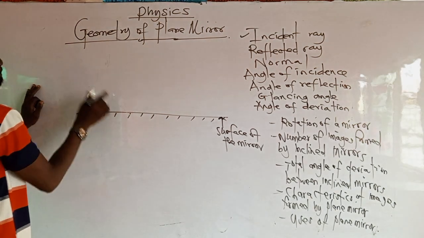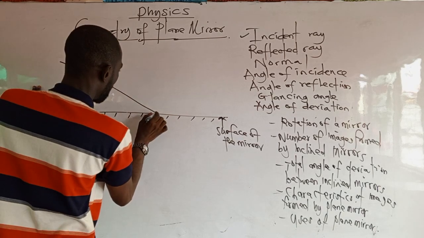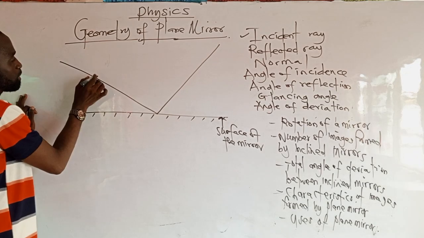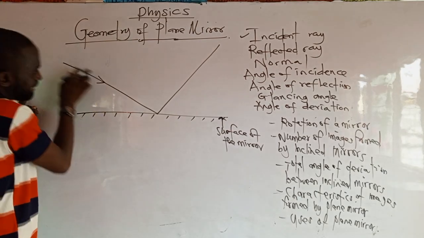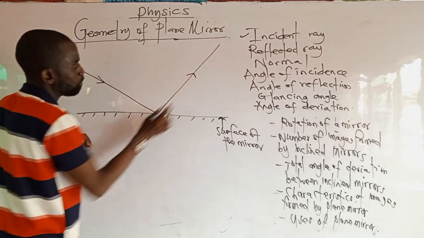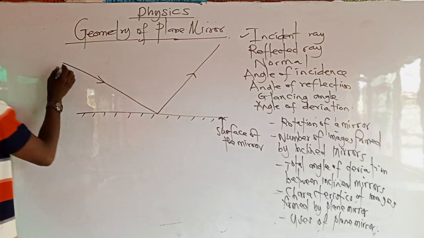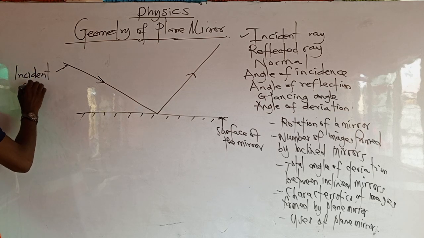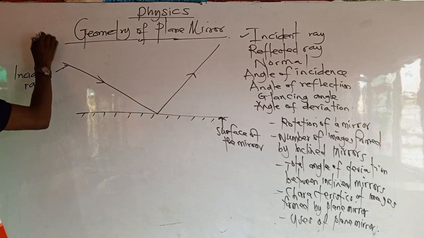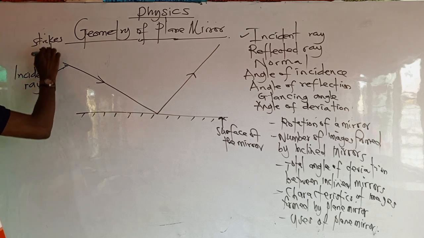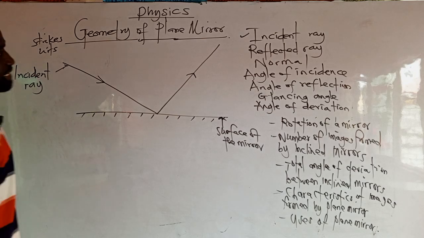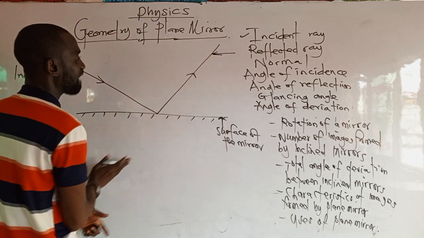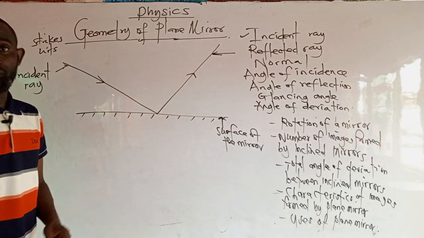Please pay maximum attention. So this is our incident ray. These are the reflected rays. Arrows will indicate direction. So I must put an arrow here, showing that this ray is going in. And I will put an arrow here, showing that this ray is going out. This is what we call the incident ray, because it's the ray that strikes or hits the surface of the mirror. Then this one is a reflected ray. It is the ray that leaves the surface of the mirror.